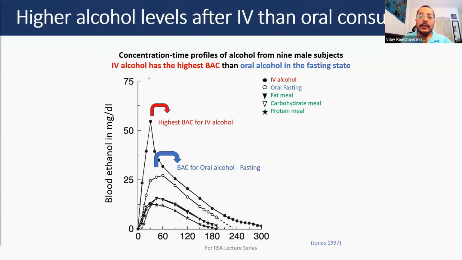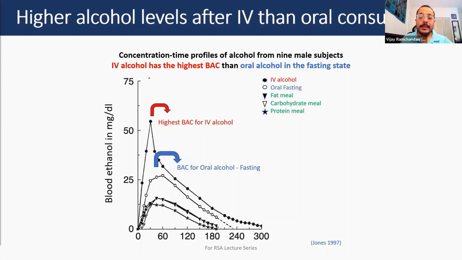So how does alcohol level compare after IV administration compared to oral administration? While IV administration, or intravenous administration, where alcohol is infused directly into the veins, is not a natural way in which people consume their alcohol, it is used experimentally to understand its pharmacokinetics and response. And what you can see here is that when individuals were given IV alcohol, you get the higher peak shown here with the red arrow, compared to oral alcohol administration of the same dose when given in the fasted state, shown with the blue arrow.